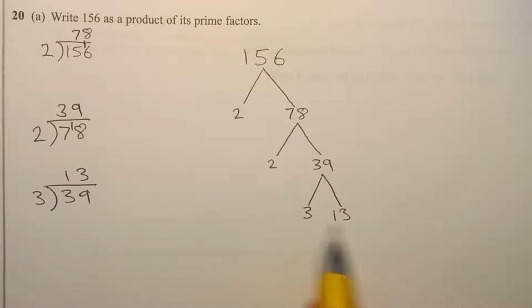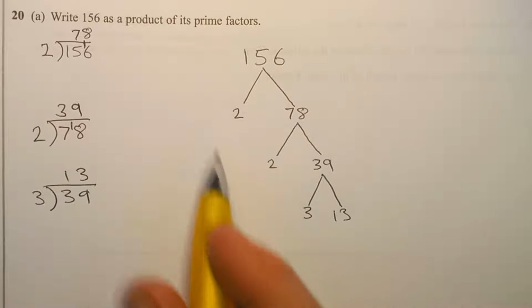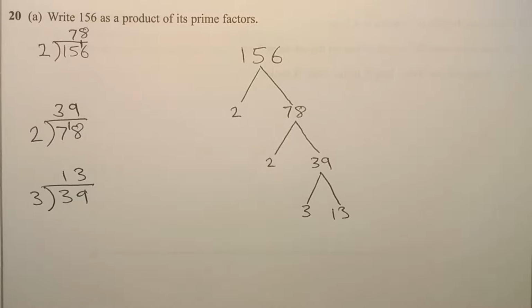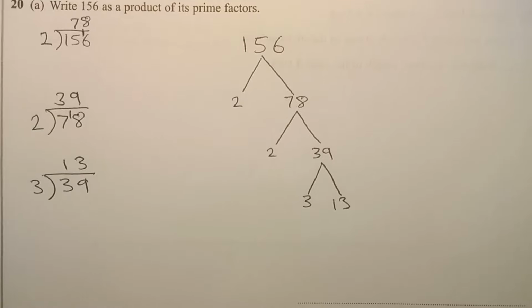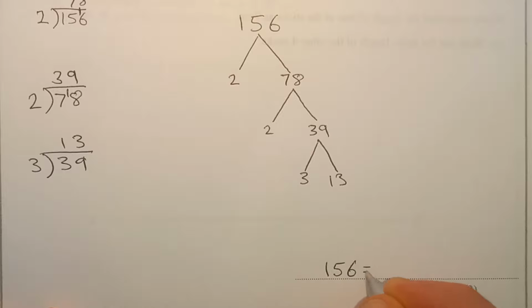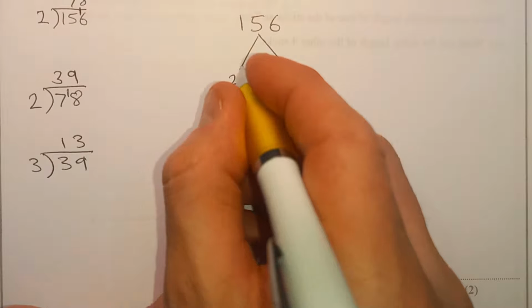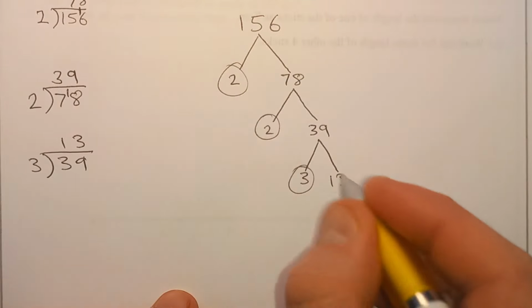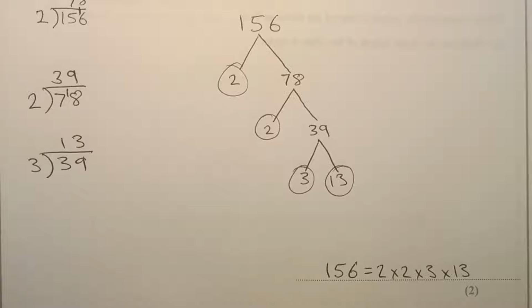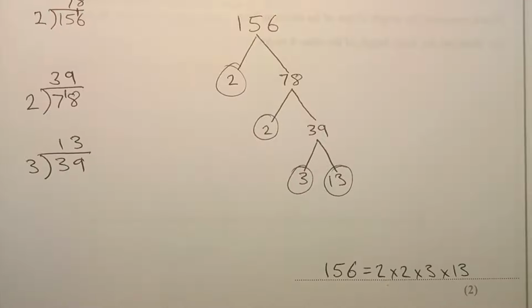Okay, so 3 is prime, 13 is prime, so this is as far as we can go. So they want us to write 156 as a product of its prime factors. So that's going to be 156 equals, well, we've got 2 times 2 times 3 times 13. If you want to put 2 squared instead of 2 times 2, that's absolutely fine.